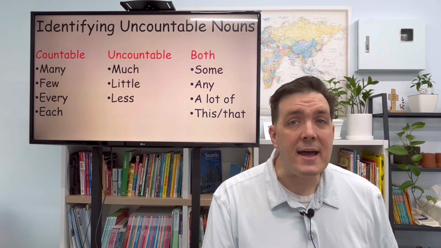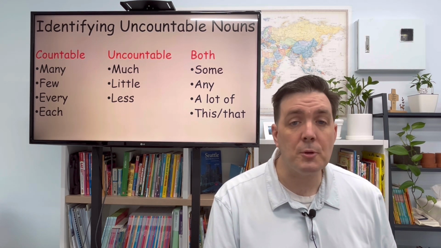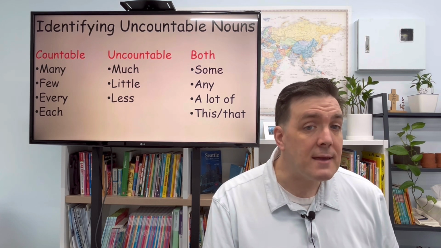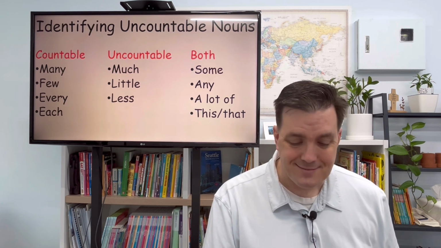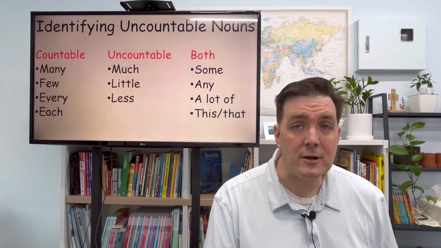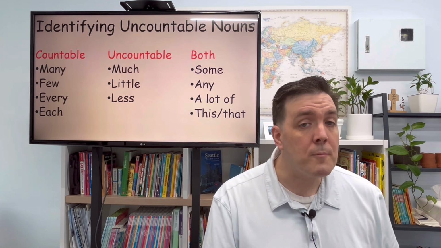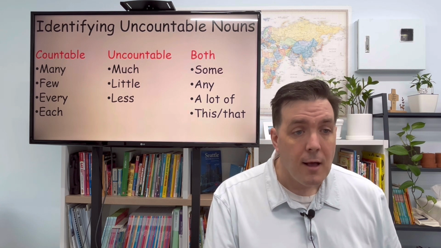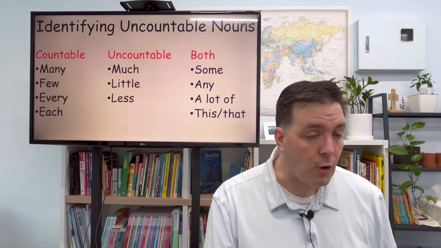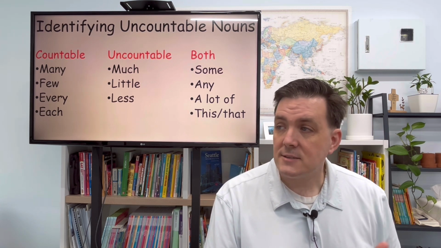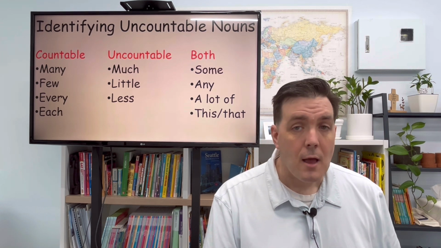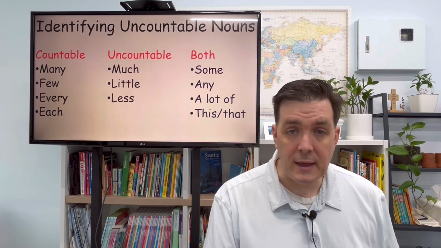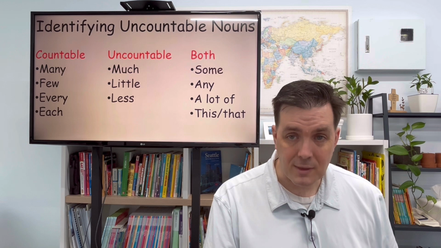And this and that can be used for both countable and uncountable nouns. Remember, if it's countable, it must be singular, okay? This cell phone, or that refrigerator. This experience is countable, okay?